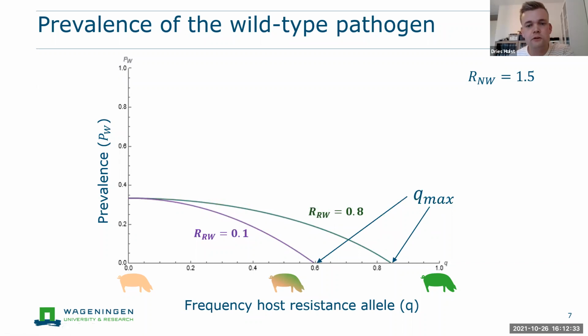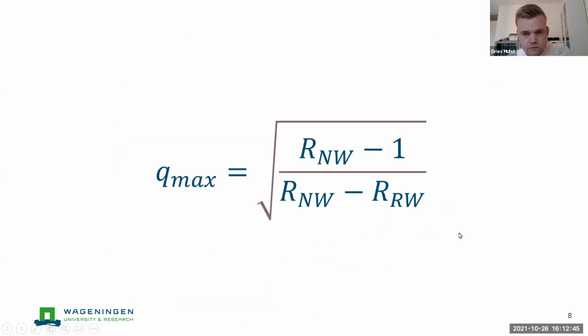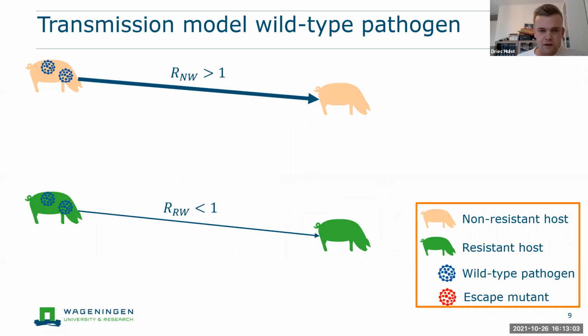These points of dying out we'll call Q max, the maximum frequency of the host resistance allele at which the disease can spread. We got quite a nice expression for that. This is also obtained for vaccination, because you have quite a similar approach there. I think we can go on to the next step.